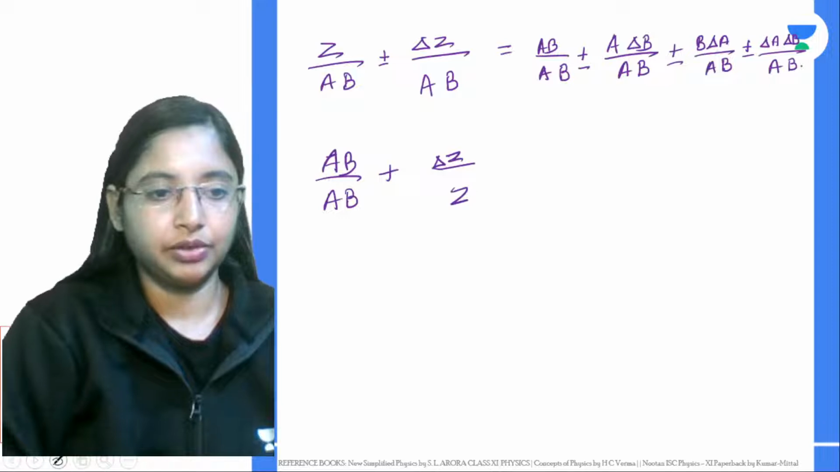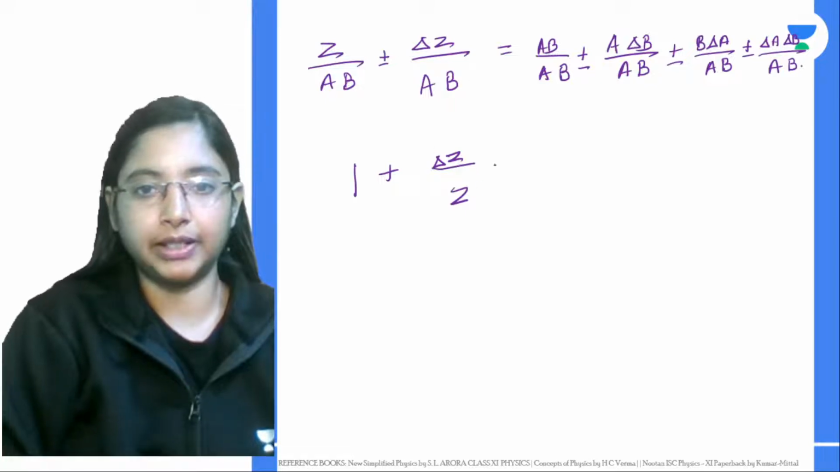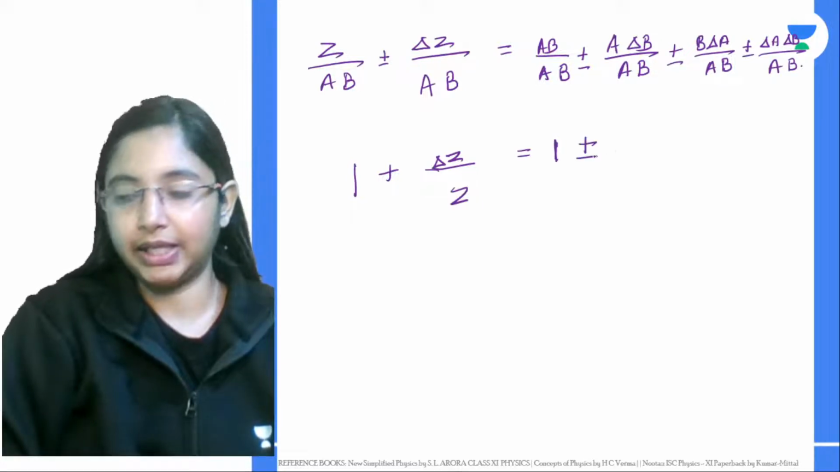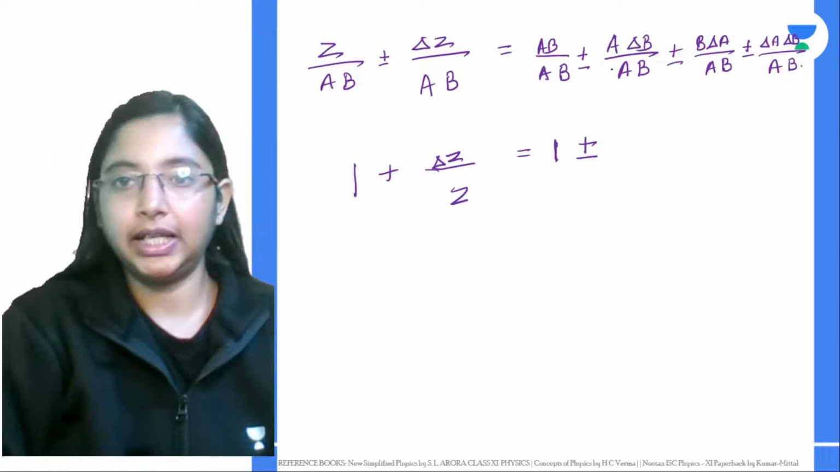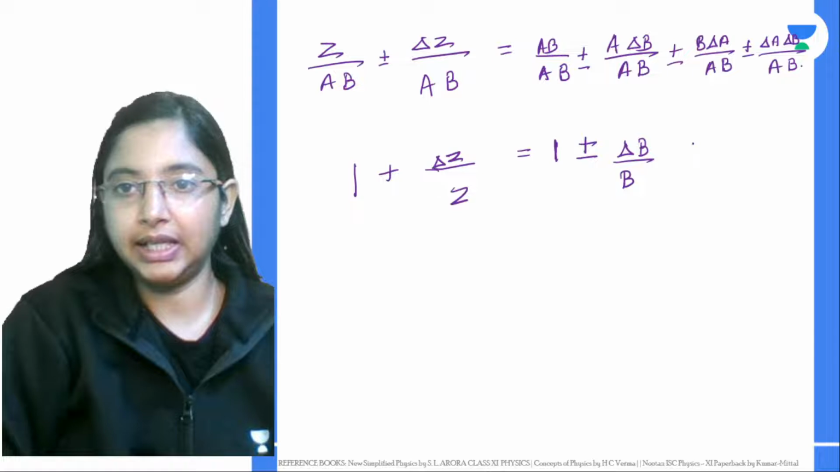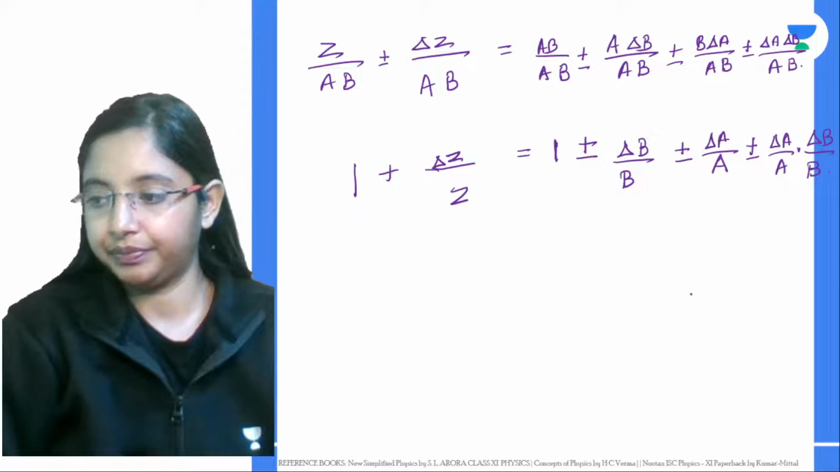So here AB by AB becomes 1. 1 plus, instead of AB I wrote Z. This is equal to, over here AB by AB, this will again become 1 plus or minus, next quantity A gets cancelled, you will have delta B by B. Next quantity over here B gets cancelled, plus or minus delta A by A. Next quantity plus or minus delta A by A into delta B by B.